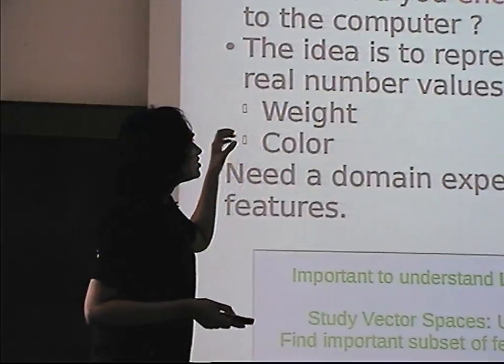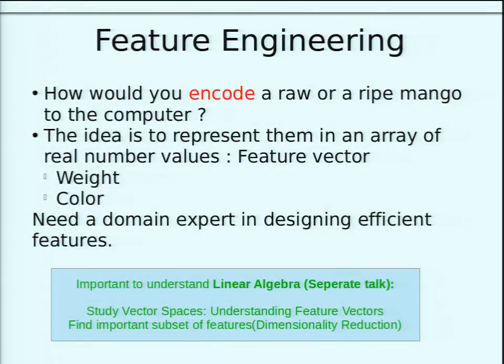So the idea is to encode a raw or a ripe mango through a set of attributes of the mango that we call features, okay? So we want to come up with a feature vector for every mango that describes the attributes that will help us differentiate raw and ripe mangoes. So in this particular case, let's take the attributes weight and color. These are two attributes that I'm going to go with right now.